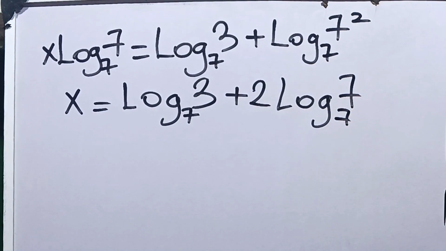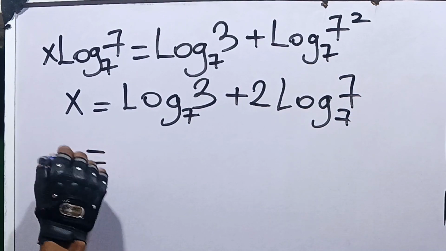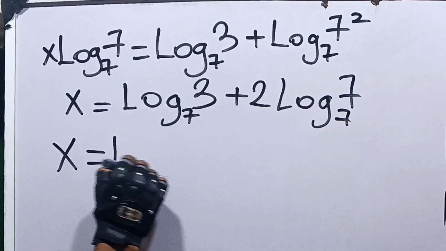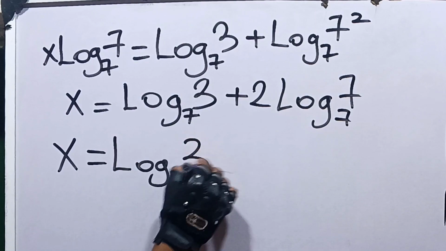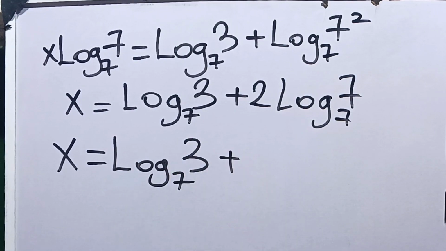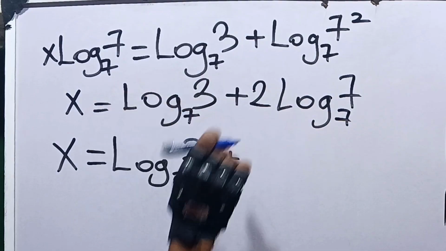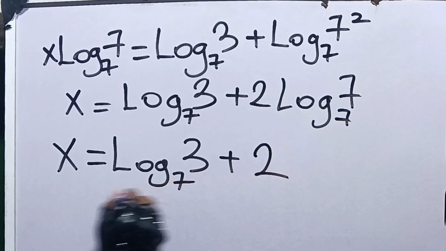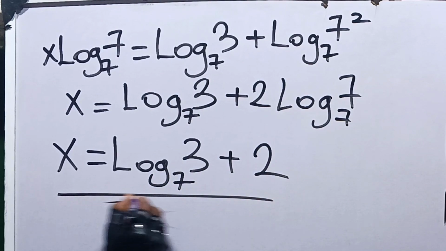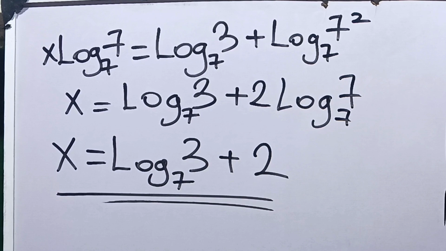So this becomes equal to, we have x is equal to log of 3 to base 7 plus, again, log of 7 to base 7 is 1, 1 times 2 is 2. So this now becomes the final answer for x in this question.